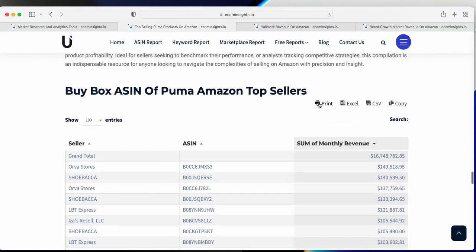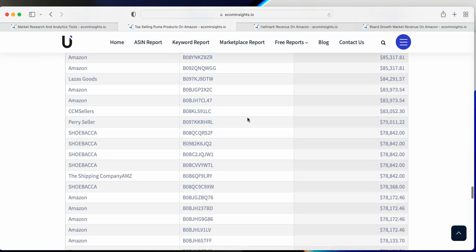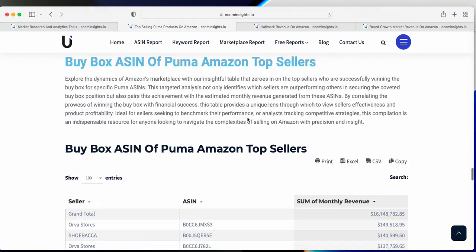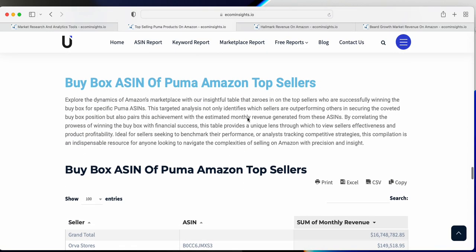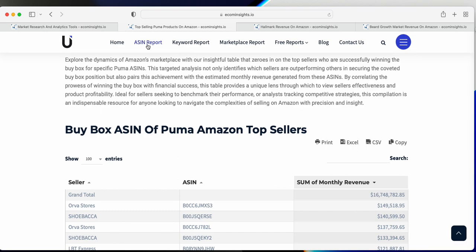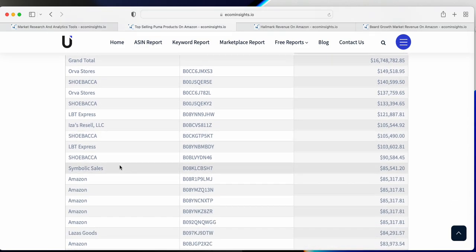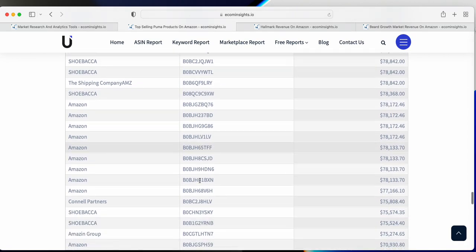You can also print these reports, download to Excel, get yourself a copy of it and put it into Google Sheets or whatever spreadsheet you use. So for those looking at how to find sales on Amazon, you can use our free reports. We also do custom reporting. As you can see, we do ASIN reports, keyword reports, marketplace reports, if there's something specific you want. And you can also use tools like Helium 10 to get you specific ASINs and their sales volume for those products.